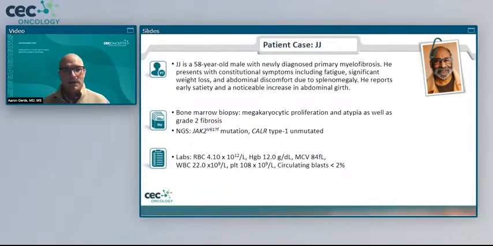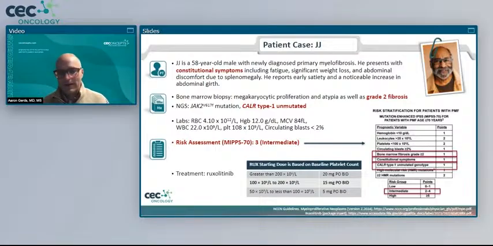Labs here are shown. The hemoglobin was 12, white count was 22, and the platelets were 108, with a couple of circulating blasts. So if we calculate, we do the old online calculator for the MIPS 70 score, it comes out as a score of 3, which is an intermediate risk disease. And we can see here on the right-hand side of this slide the breakdown of each of the points that contributes to disease risk here. So again, circulating blasts, not having the calreticulin type mutation, no high-risk mutations, thus lands us in that intermediate risk category.